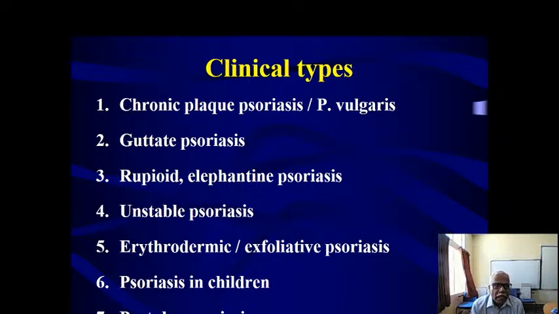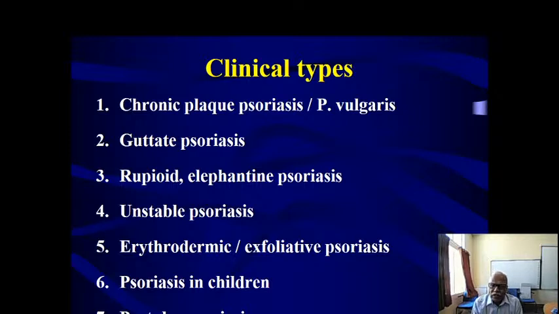Then we have another clinical type, rupioid. Rupia means, suppose you sweep the floor and all the dirt is gathered in the corner, just like a triangle, a heap of garbage. That's the rupia. So that shape is usually seen in psoriasis, and you see the same thing in secondary syphilis also. So rupioid psoriasis, rupioid syphilis. So we use this rupia terminology for both.